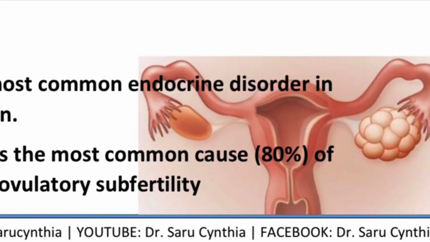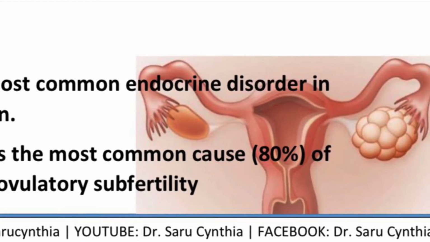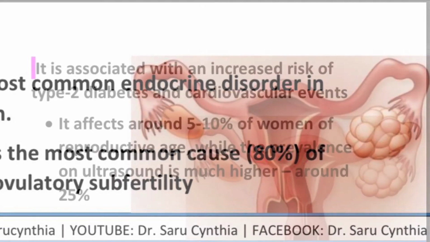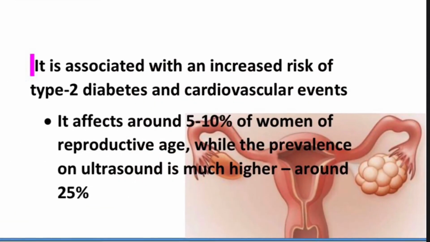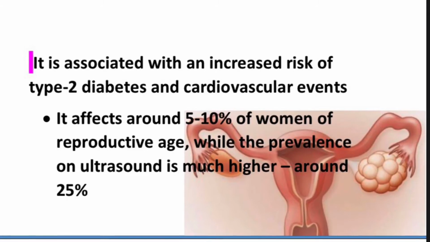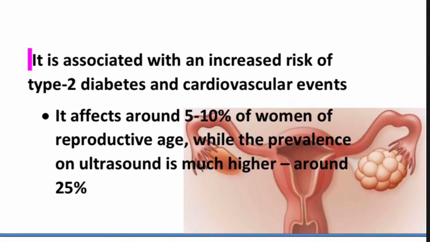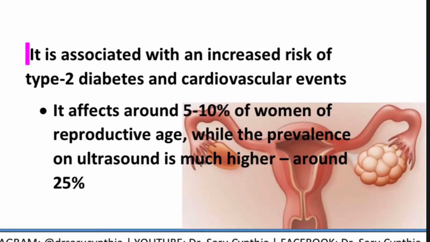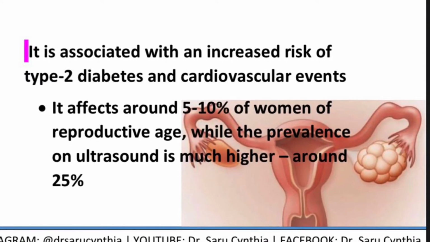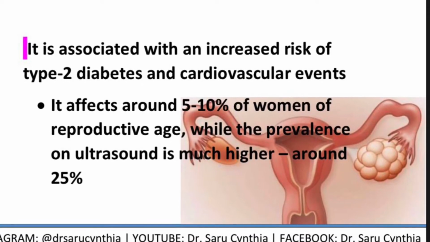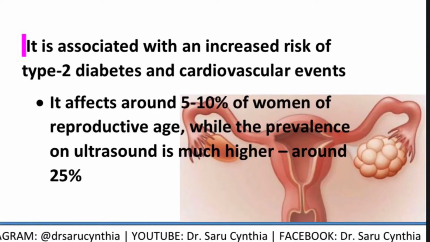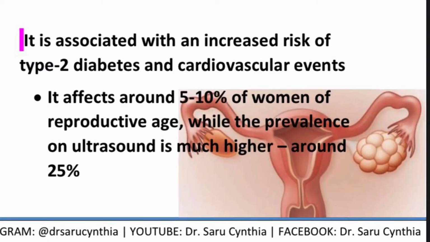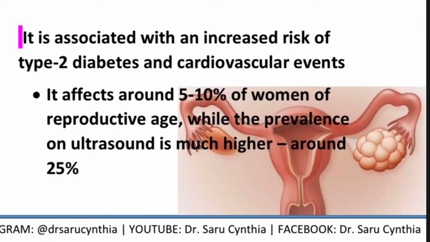When somebody has polycystic ovarian disease or syndrome, most of the time there's anovulation. To note, it's associated with increased risk of type 2 diabetes and cardiovascular events. So I'm sorry, I'd mentioned 80%, but it affects around 5 to 10% of women in reproductive age. That 80% is the cause of anovulatory subfertility. Sorry for that.